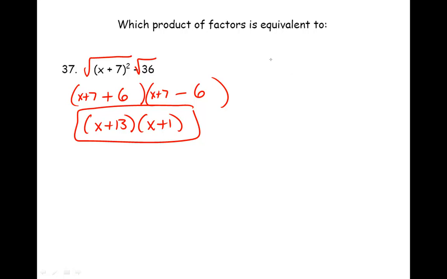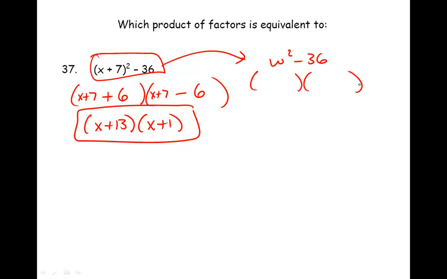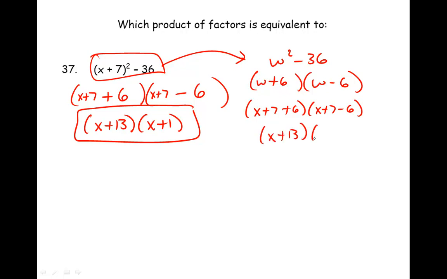We also did these problems as a w substitution back when we did this particular chapter. And so if we're going to do a w substitution, what we would do is take our original equation and rewrite it as w squared minus 36. It's kind of easier to see how to factor w squared minus 36. It's w plus 6 and w minus 6. But after we would do that factoring, we would take the x plus 7 and plug it back in for the w. And again, when we combine like terms, we would get the same answer.